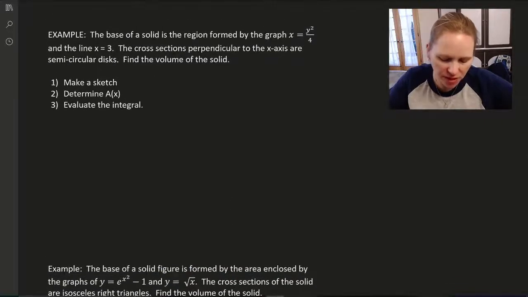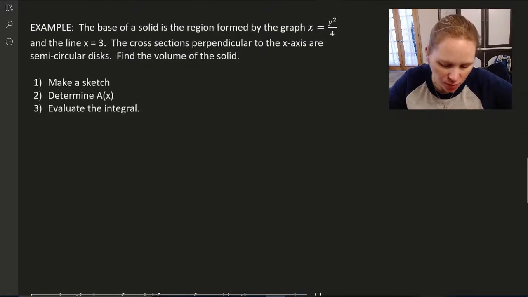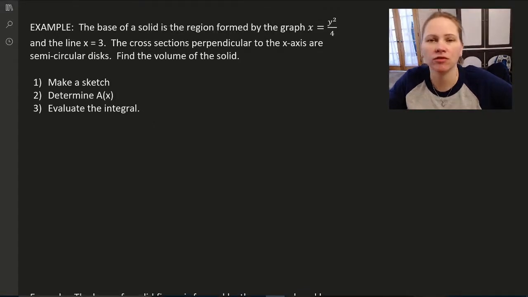Suppose we have the base of a solid formed by this graph, x equals y squared over 4, and the line x equals 3. So the first thing we need to do is make a sketch. The cross sections are perpendicular to the x-axis and they are semicircular discs. So, okay, what does this look like?